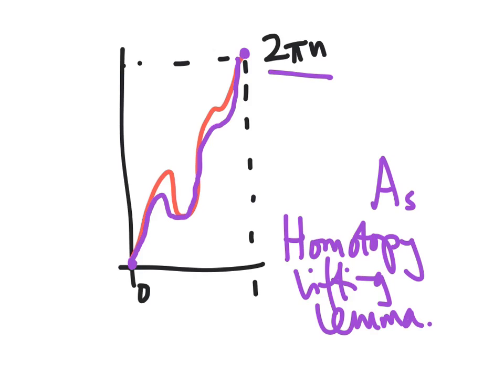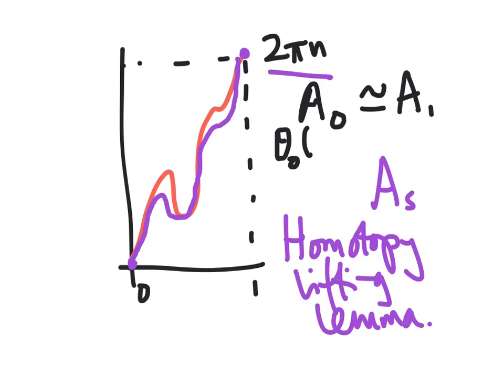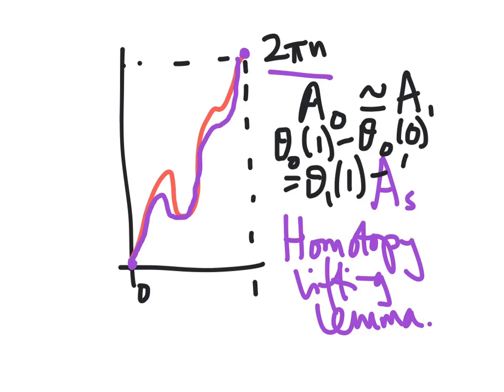So in conclusion, what have we proved here? We've proved that if A0 is homotopic to A1, actually I like to write homotopy this way as a kind of squiggly equal symbol, so if A0 is homotopic to A1, then the graph of the angle function, let's say theta 0 for A0, jumps by the same amount that the graph of the angle function, theta 1, jumps.